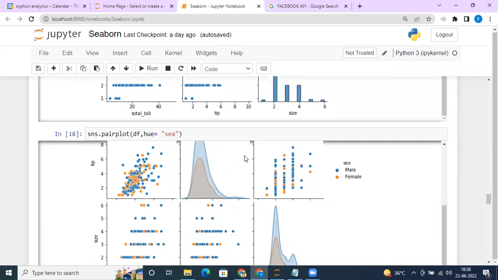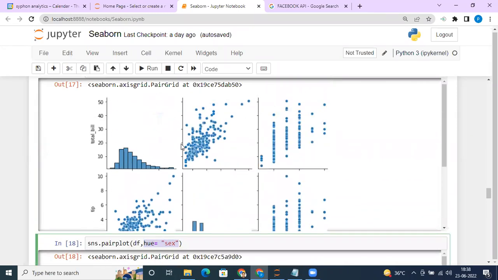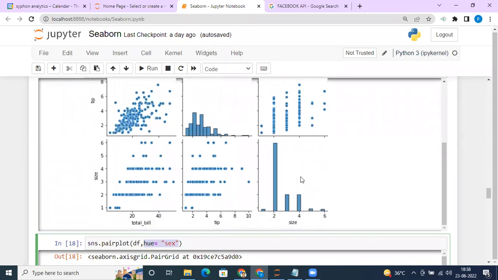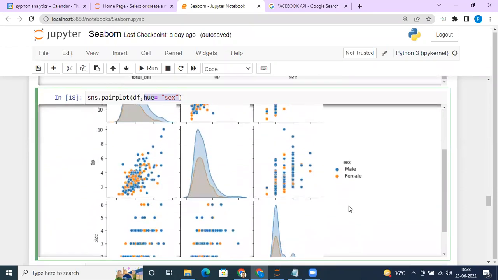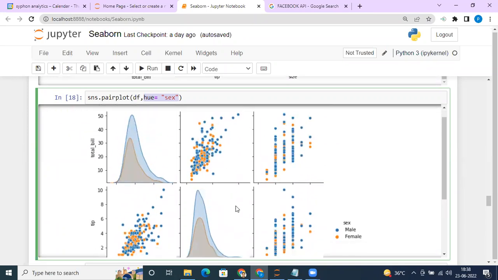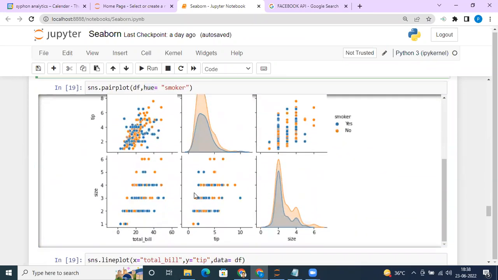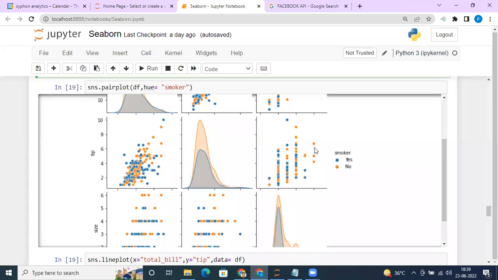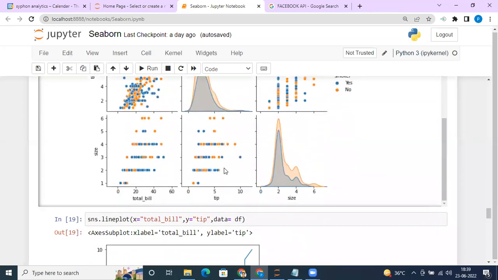I also showed that within the same pair plot, we can see the effect of any categorical column. We used the pair plot and saw the effect of the sex column, which has males and females. In the graph we were seeing earlier, everything was dark blue, and that gets divided into two parts, blue and orange, as per males and females. So we can analyze the trends. Similarly, we analyzed the same graph with the help of smoker, one more categorical column.